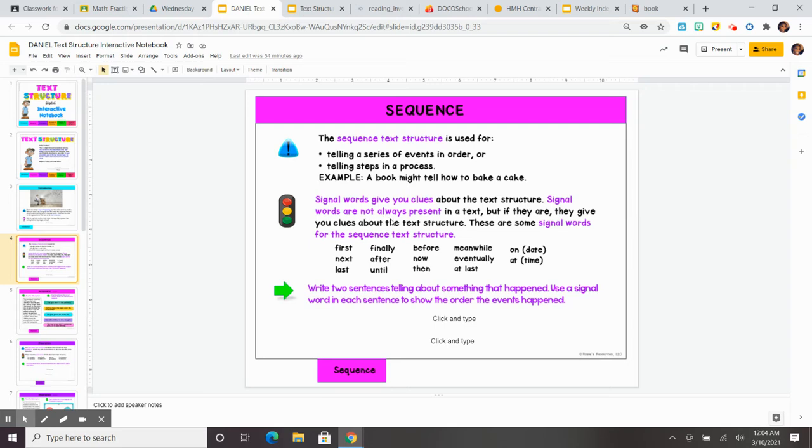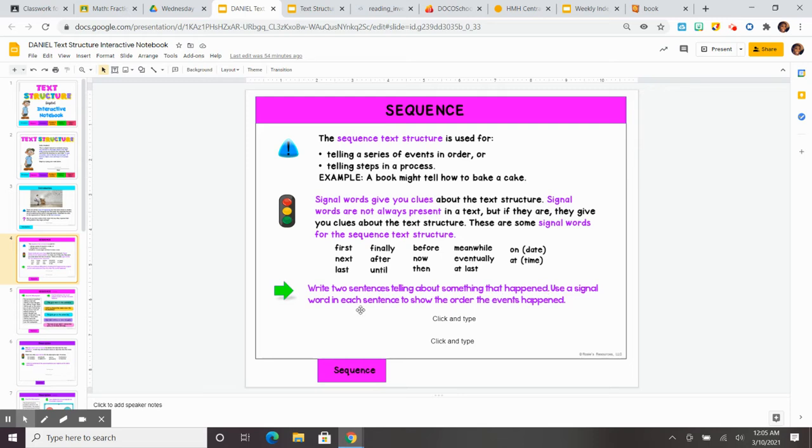Signal words are not always present. That means they're not always seen in the text. Signal words are not always present in the text, but if they are, they give you clues about the text structure. These are some signal words for the sequence text structure. You have first, next, last, finally, after, until, before, now, then, meanwhile, eventually, at last, on or date, at or time. It says write 2 sentences telling about something that happened.